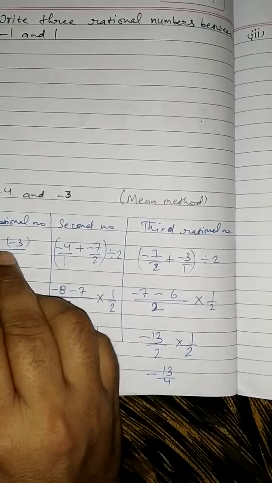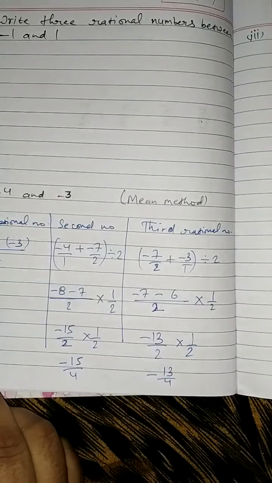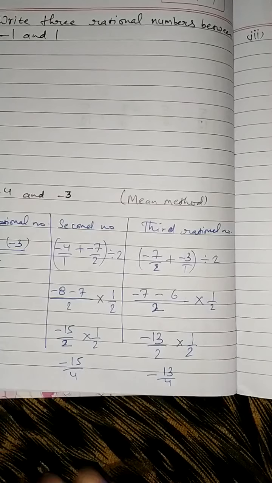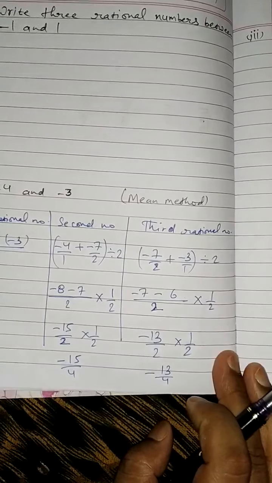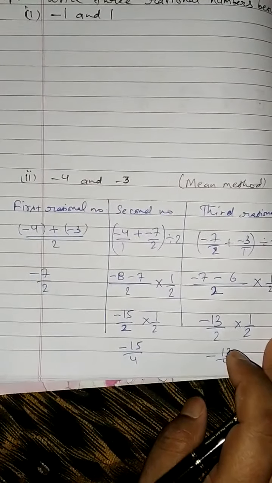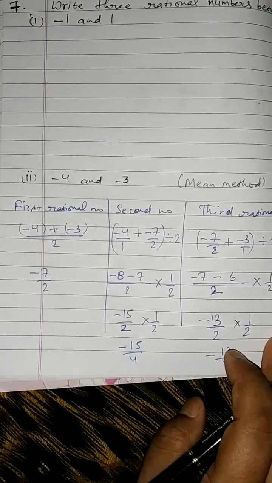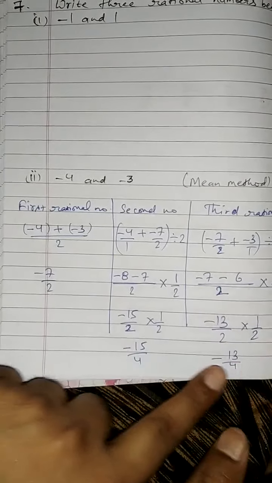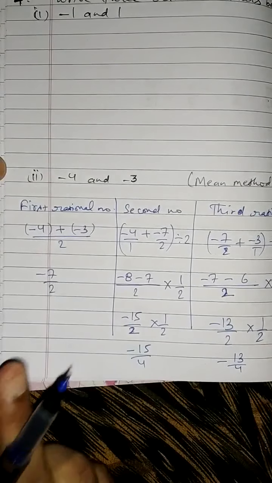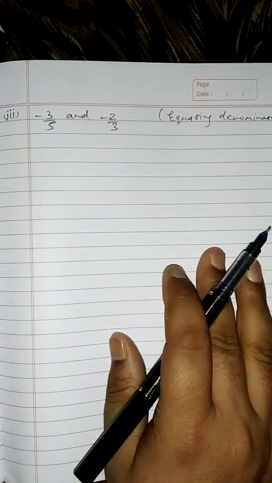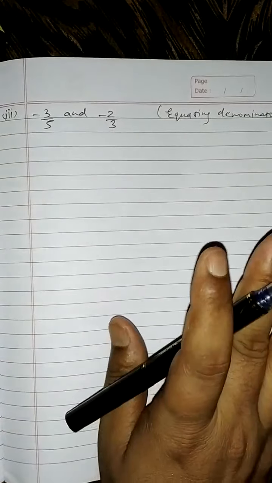So between minus 4 and minus 3 you got 3 numbers: this, this and this. This is one method, the new method that I had to tell you. The first number is this, the second number is this, and the third number is this, between these two rational numbers. If you don't find it easy, you can use the method which I had told you earlier, the equating denominator method.